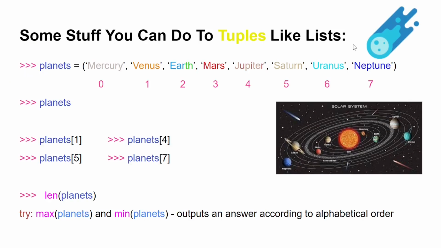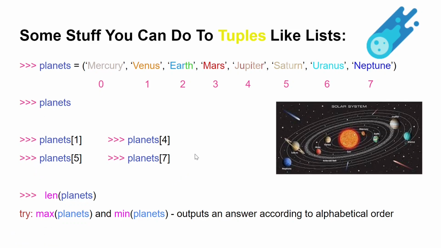So we know that we can't change any values inside of a tuple, but we can still do some commands like indexing and slicing, length, min, max, etc. So for this particular example, I make a variable called planets and assign it to Mercury, Venus, Earth, Mars, Jupiter, Saturn, Uranus, and Neptune. Basically, all the planets in our solar system, the Milky Way, and then I can print out my variable's name, planets, to see all the values inside of it.